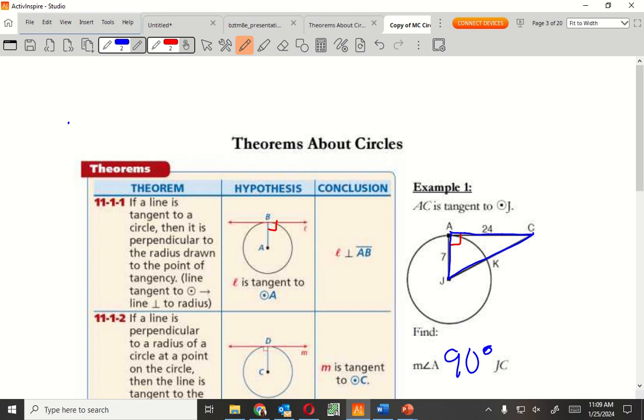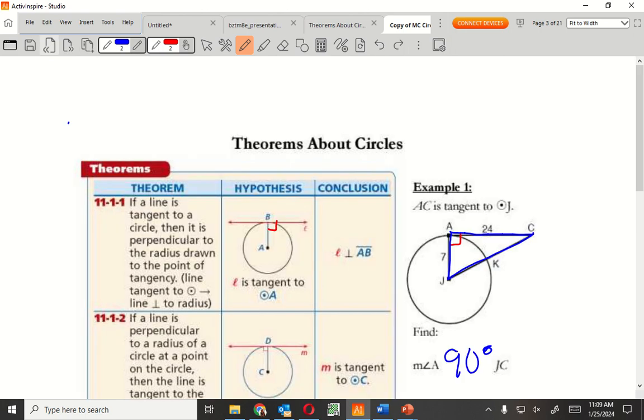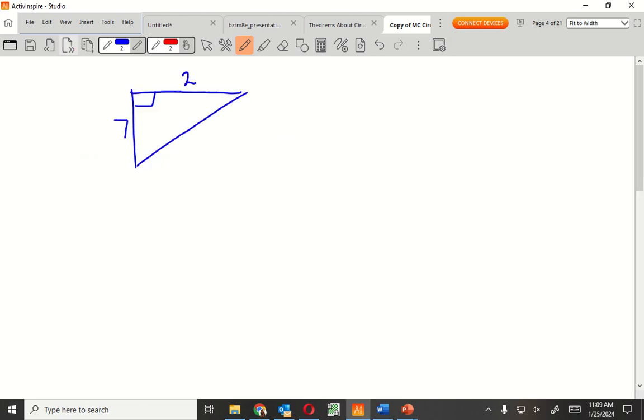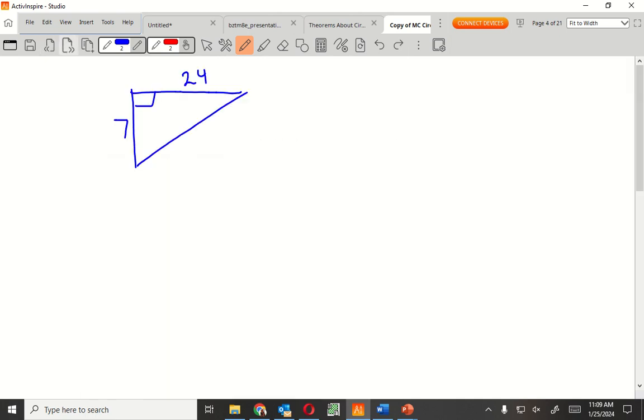So off to the side on your paper, we are going to do this, and I'm going to redraw it so you guys can see. This one is 7, right? 7. 24? Yeah. 24, okay. And right there. So we're trying to find this last measurement. When we have right triangles, we can always use the Pythagorean theorem, which is a squared plus b squared equals c squared.